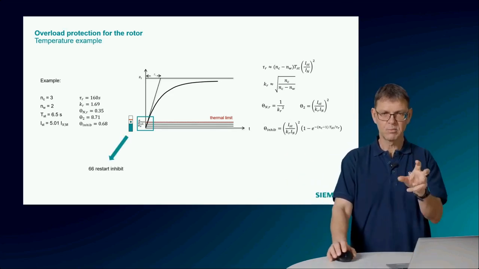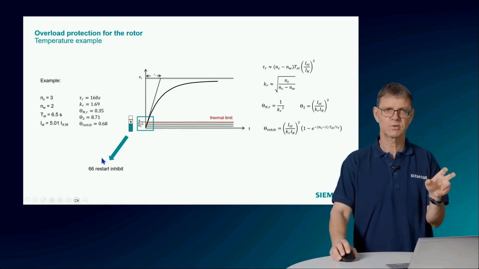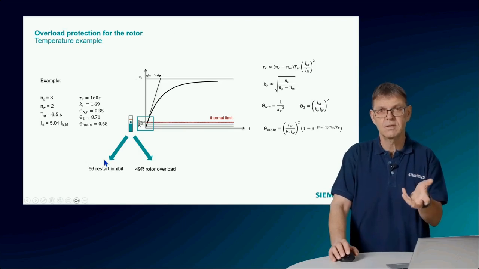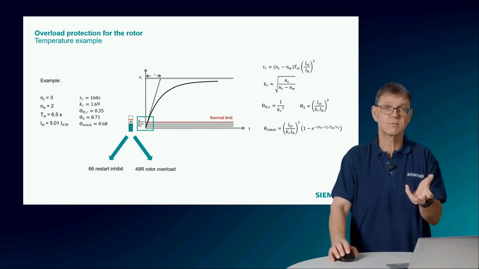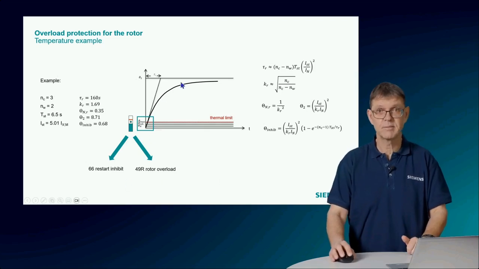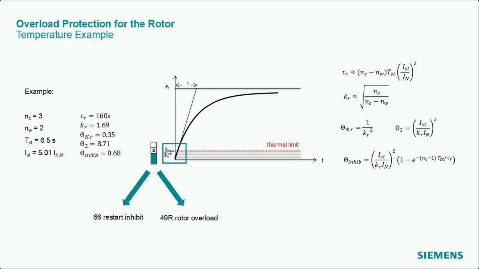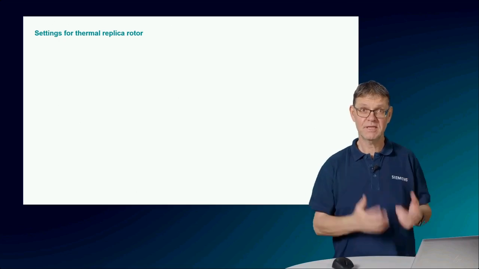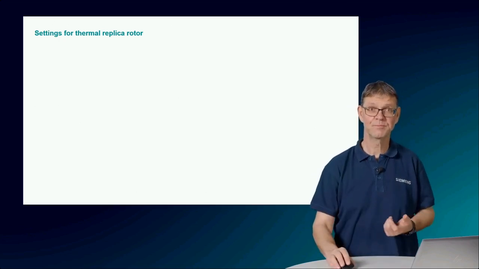So from this thermal model, we derive the restart inhibit function, which has only a very few settings, and also another function, the rotor overload protection function, which is rather monitoring the temperature. And if this reaches 100%, it gives a tripping command, if you like that.